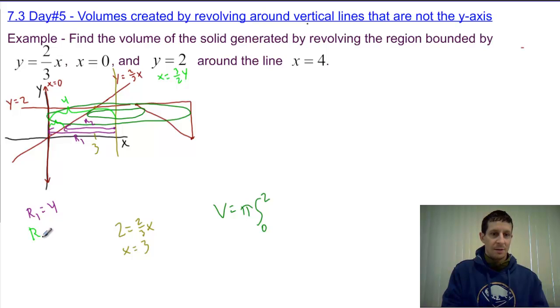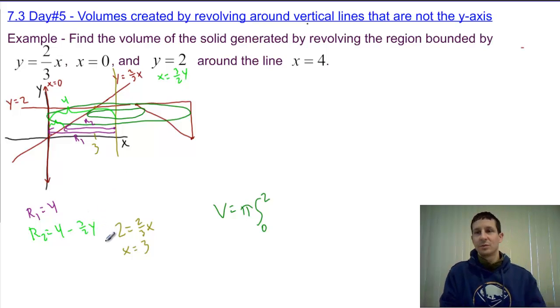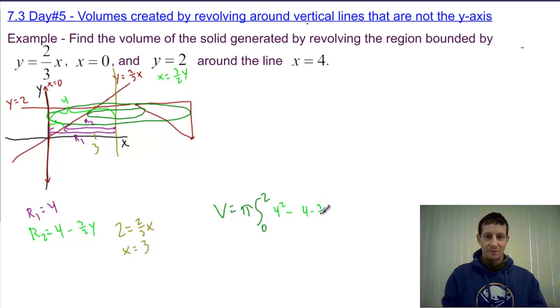So our r sub 2 needs to be the full amount of 4, and we need to subtract out this little piece, which is this expression here of 3/2 y. And that's really all we need to do to figure this part out. Our outer radius was r sub 1, so that would be a 4 squared. We need to subtract the inner radius squared, so that'd be a 4 minus 3/2 y squared.